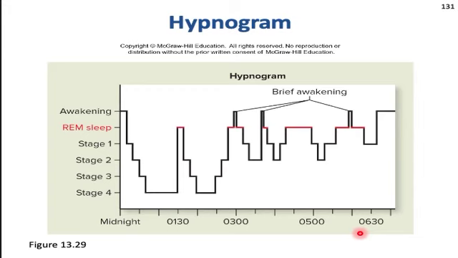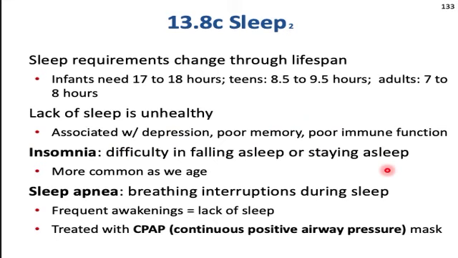An example of a readout here of a typical sleep cycle is located here in this hypnogram. You can see the REM sleep and the different stages, right? Going in and out until we awaken in the morning, right? Sleep requirements change throughout our life. Infants need 17 to 18 hours, teens 8 to 10, and adults 7 to 8. Lack of sleep is associated with depression, memory loss, and poor immune function. Insomnia gets more common as we age.